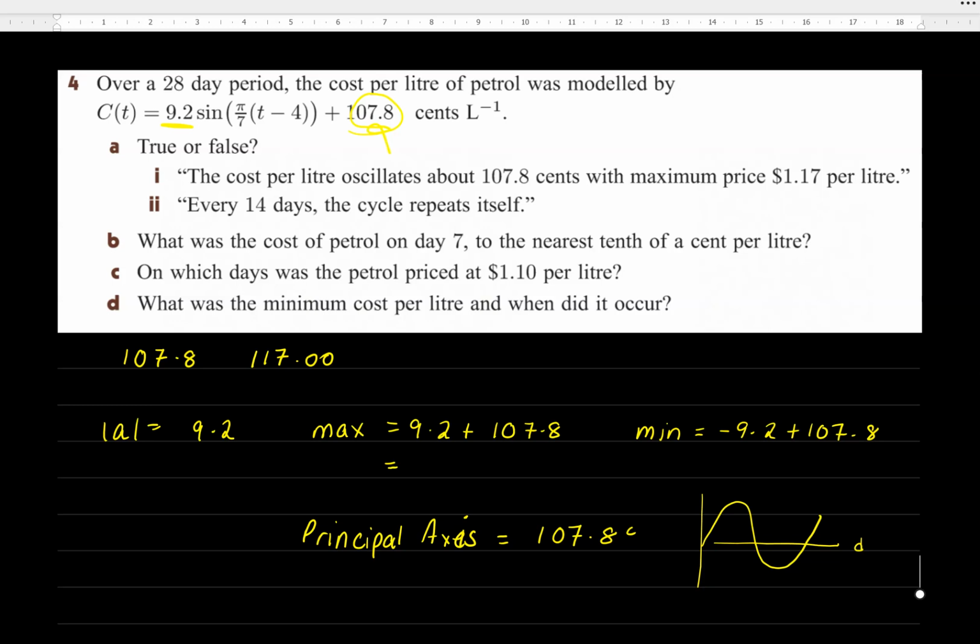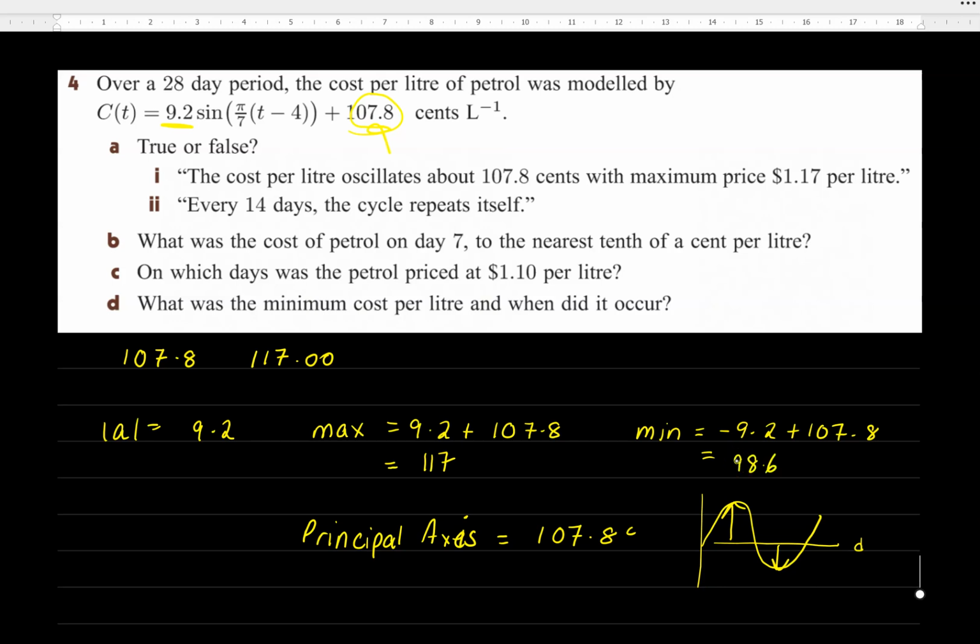So I would say this is absolutely true. The cost per litre oscillates about 1.07, so it goes up here to the max of $1.17, and it would go down here to the minimum. Oops, put that in the wrong spot, didn't I? 117, and it would go down to the lowest value there. What would that be? 90 something.